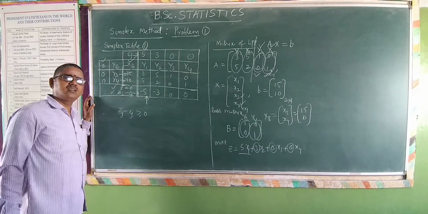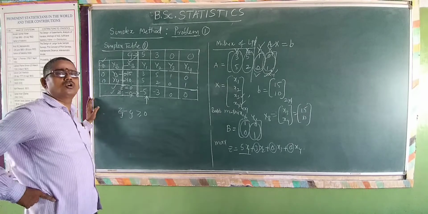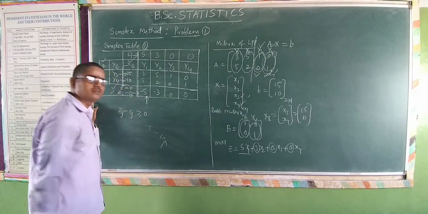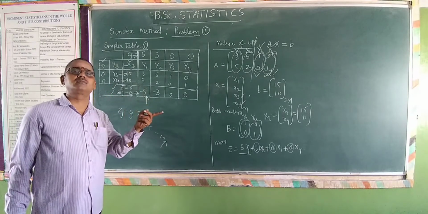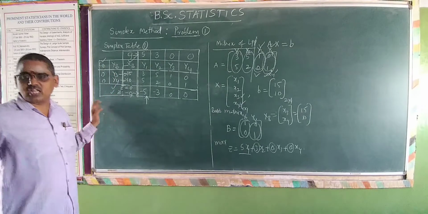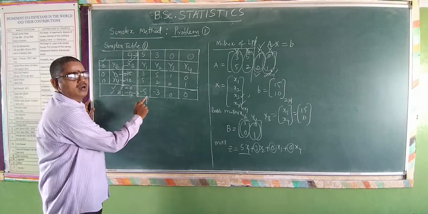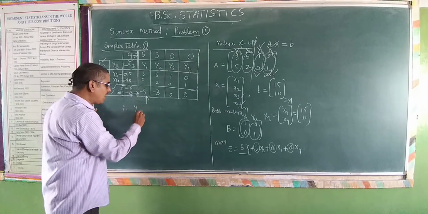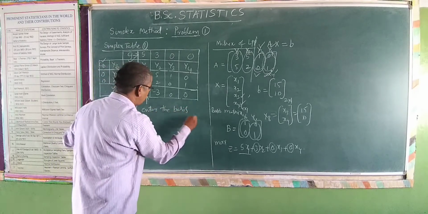Do you understand? For example, if the values were minus 5 and minus 10, the most negative is minus 10, so you consider that. If you have only one negative, you consider that. Here, the value minus 5 corresponds to the vector y1, against this arrow marker. Therefore y1 enters the basis. Hope you understand.